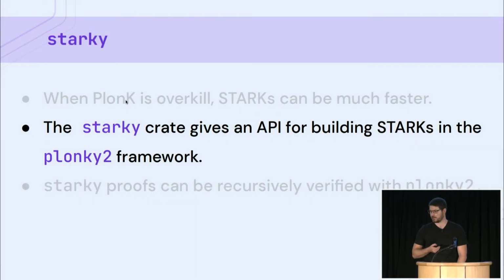One example is in a VM. In a VM, the computation is very sequential, and you don't really need custom gates because the VM does the same thing at every cycle. So to prove a VM in ZK, you can actually just use Starks, which are in general much faster than Plonk. For that reason, we've built the Starky crate, which gives an API for building Starks in the Plonky2 framework. So it's the same field, the same hash functions, the same code in general to build Starks instead of Plonk proofs.